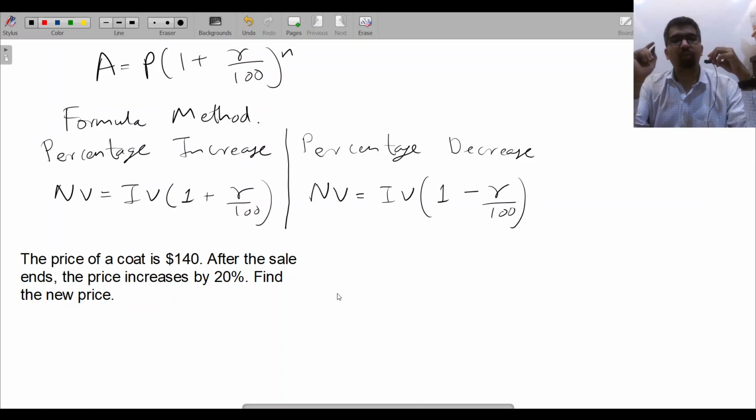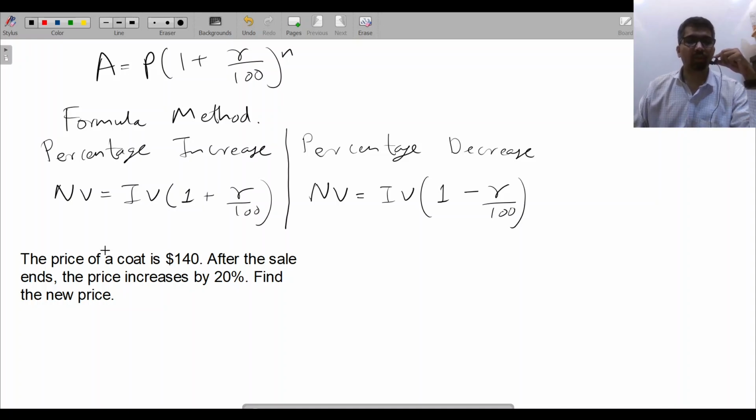I've taken one question. The price of a coat is $140. After the sale ends, the price increases by 20%. Find the new price. So initially the price of the coat was $140, and there is an increase of 20%. Find the new value. NV means new value, IV means initial value, and R is the rate of increase or decrease. Whatever the question, just put the sign properly.